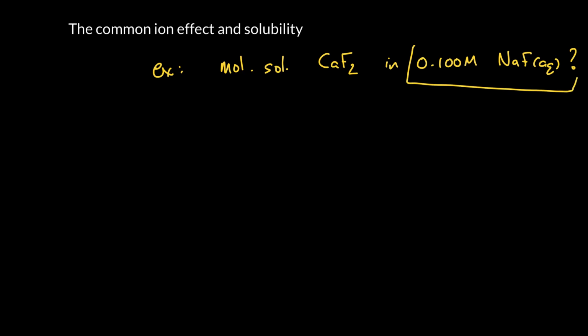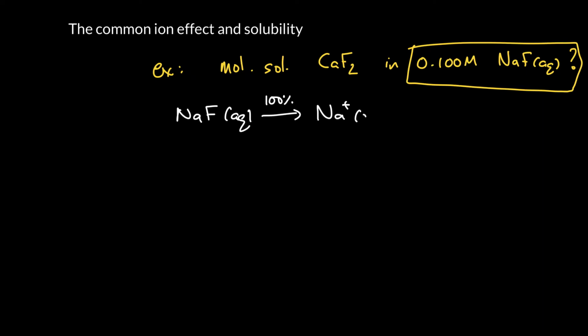So, for example, if we want to know the molar solubility of calcium fluoride, which we've already done, but not in water, but instead in 0.1 molar sodium fluoride, then we're going to find that the solubility is going to be incredibly low compared to when we just dissolved it in pure water. And why is that? Well, if we start by looking at the solution we're dissolving it in, the sodium fluoride, we know that sodium fluoride is incredibly soluble, and it is essentially 100% breaking down and forming sodium ions and fluoride ions.